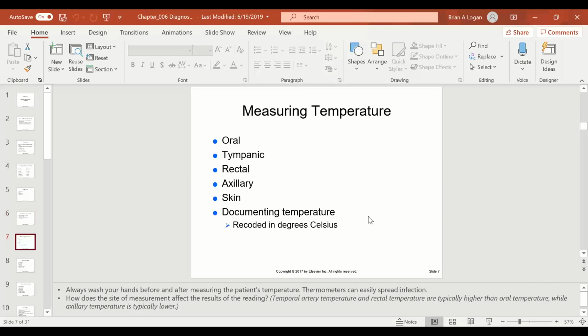The places, so yeah, oral, tympanic, that's the temporal, rectal, axillary. You can also touch just the patient's skin, or just even look at it. If they look all sweaty, they're probably hot. Right? If they look clammy, stuff like that.